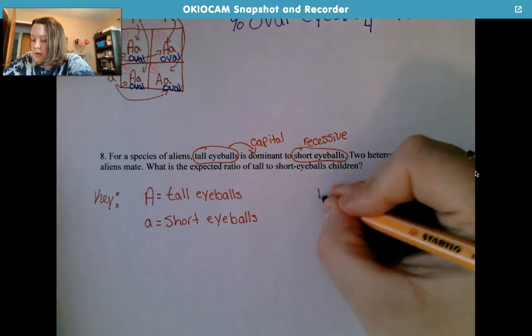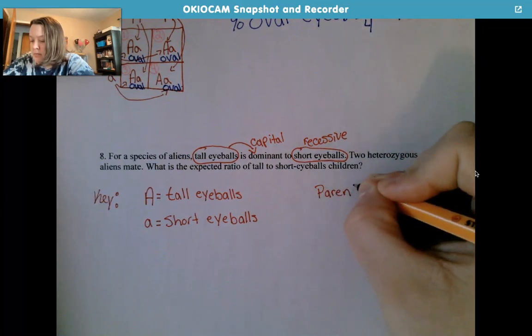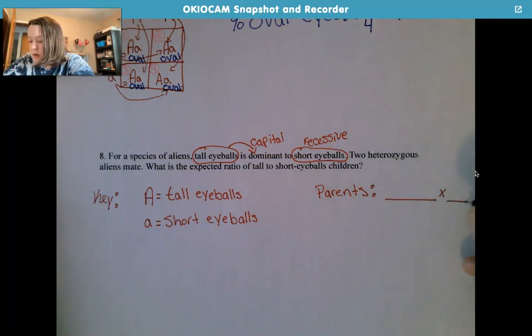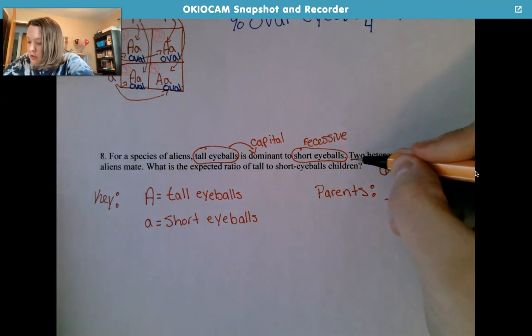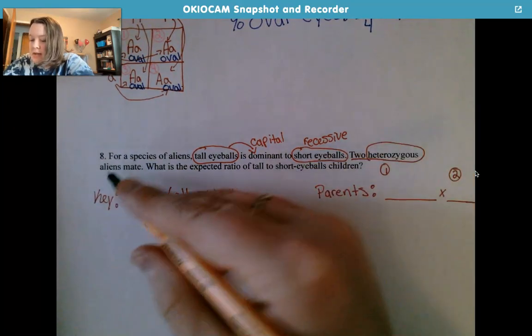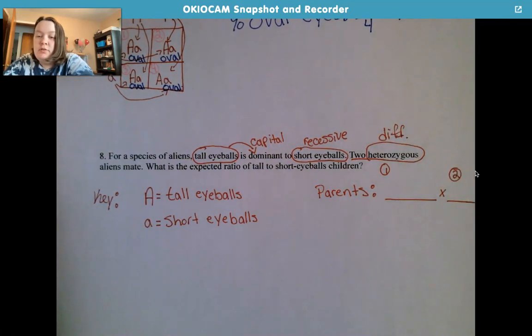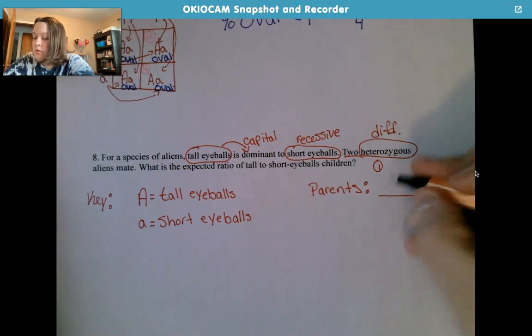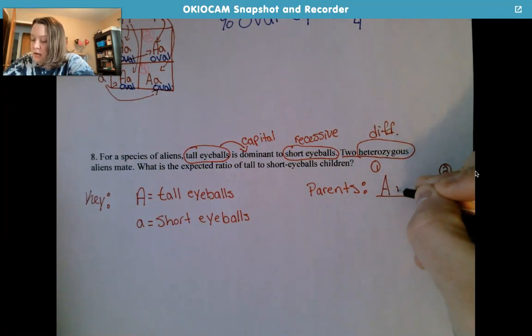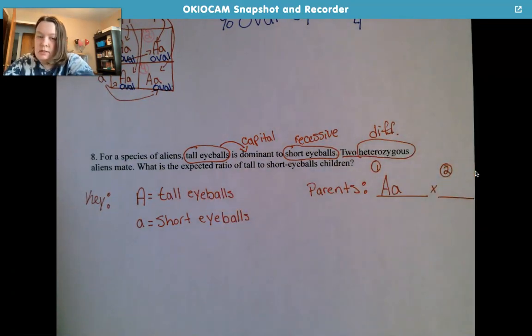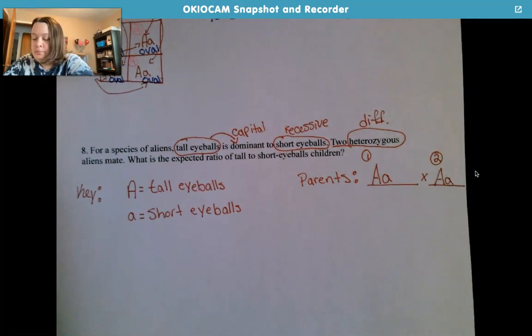My next step is to find my parents. Each parent's going to have 2 letters. It says 2 heterozygous aliens mate, meaning both of my parents are heterozygous. Heterozygous means they have 2 different copies of the allele. So parent number 1, because they are heterozygous, has a big A and a little a. Both parents are big A, little a.